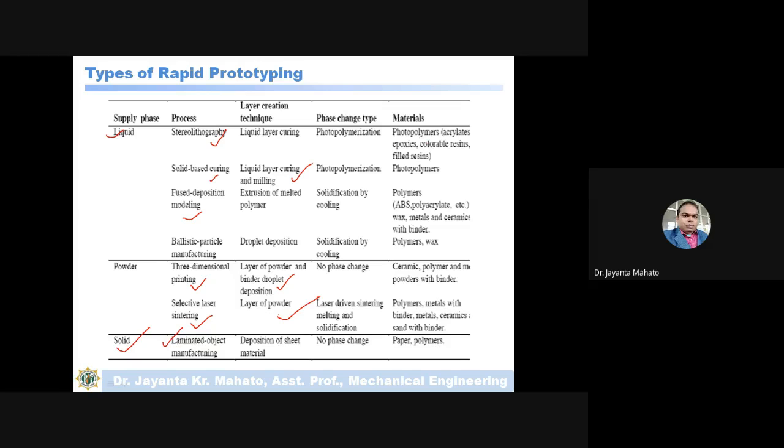So liquid phase materials are like photopolymers, polymers type of materials, wax, polymers. So these are the liquid phase supply materials. Powder materials are like ceramics, polymers.